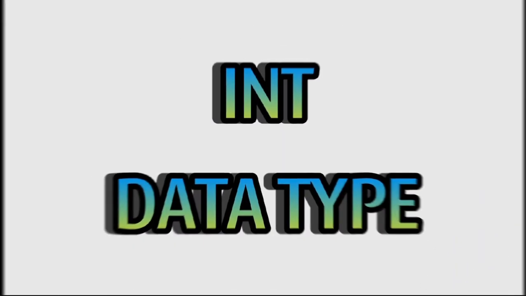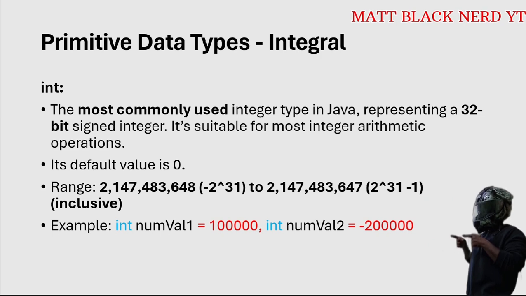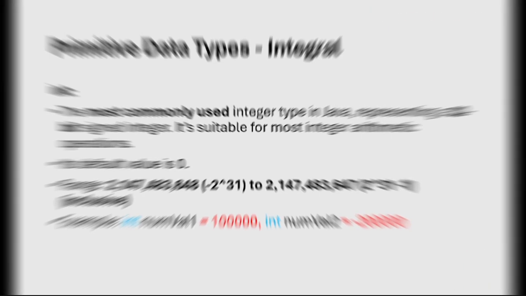What is the int data type? Int is the most commonly used integer data type in Java, representing a 32-bit signed integer. It's suitable for most integer arithmetic operations. Its default value is 0 and it ranges from -2 to the power 31 to 2 to the power 31 minus 1. In this example, numval1 and numval2 are variables of type int.